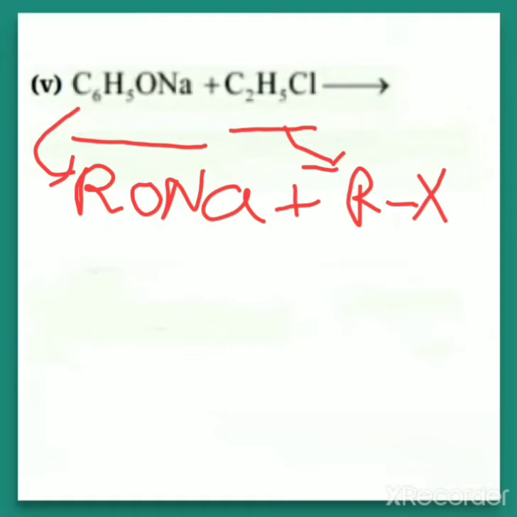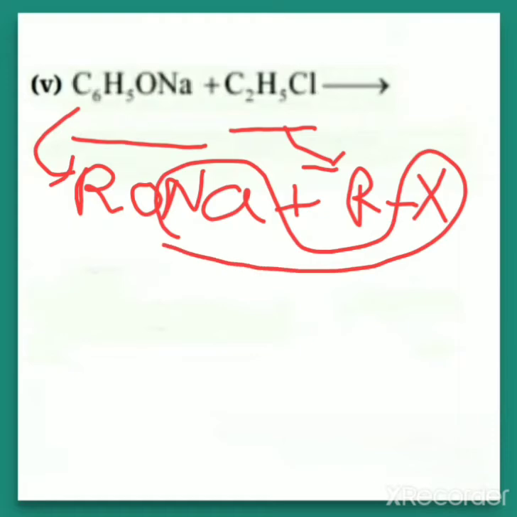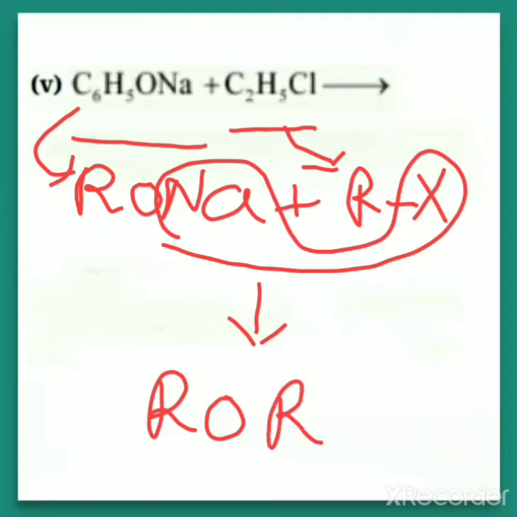So how are we making the product? Na and one X are removed. So we are getting the product ROR. So we will be getting ether by this method. The same thing applies here. So what is our R here? Our R is C6H5 and the other R is C2H5. So we can represent that as R dash, because both are not similar here. Therefore I am representing as R and R dash.